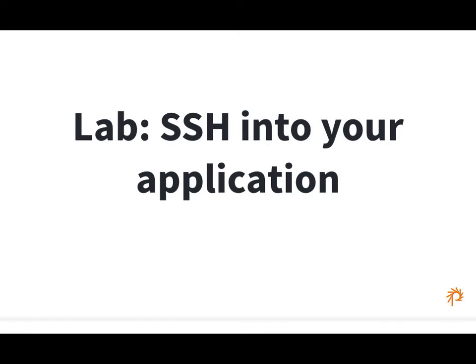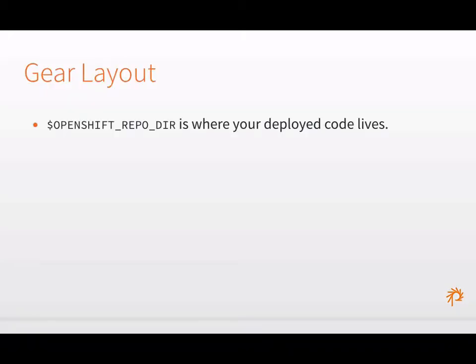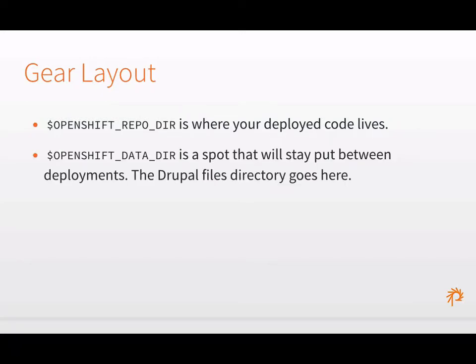You've got the data directory, which is persistent between deploys. You've got the repo directory. That's where OpenShift puts your stuff when you push it. So the gear layout, we went through this. OpenShift repo dir, an environmental variable like everything else, is where the actual deployed code lives. The OpenShift data dir is a safe spot that'll stay put between deployments. When you look at the Pressflow cartridge that I'm showing, or the Drupal 7 quick start, you put the Drupal files directory there so that if you've uploaded 20 pictures, they don't get blown away when you deploy. And if you ever wanted to see every single environmental variable that's been set, you can use the export command when you're on the gear.